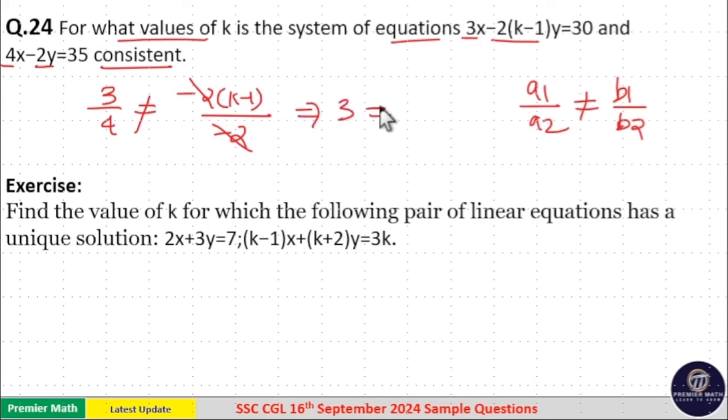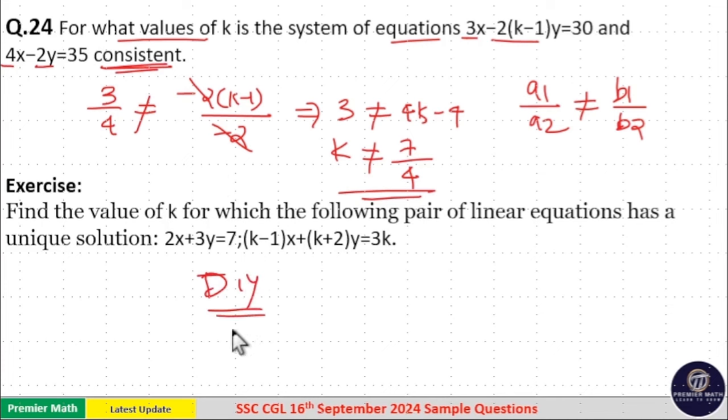That is, 3 should not be equal to 4k minus 4, which means k should not be equal to 3 plus 4, which is 7, so 7 by 4. k should not be equal to 7 by 4. That is, when k is not equal to 7 by 4, the equation is consistent. Now do the same here.